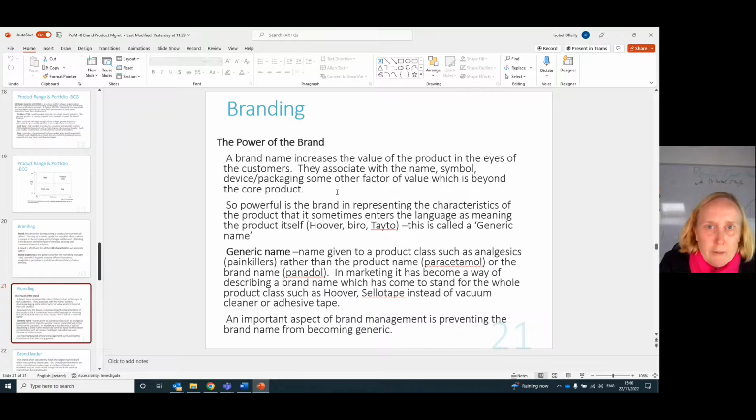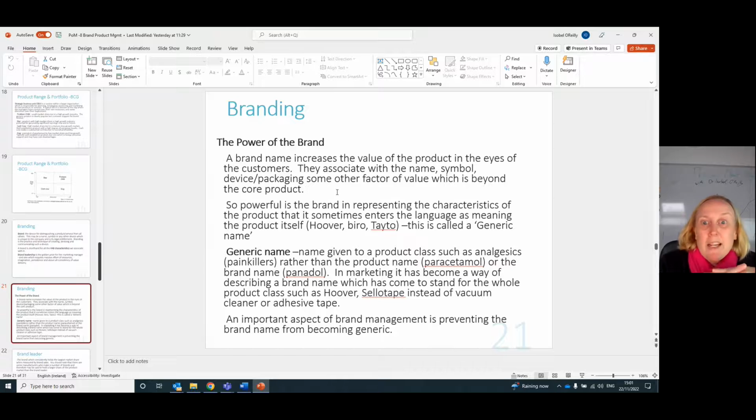Google has become a verb. Google it. Biro is another example, a ballpoint pen. Biro was a particular brand, again common in Ireland. Tayto is an Irish crisp, potato chip brand, although Tayto have managed through very careful and successful marketing campaigns to retake their brand name. But when these brand names become meaning the whole product range or the whole offering on the market, they're called a generic name.